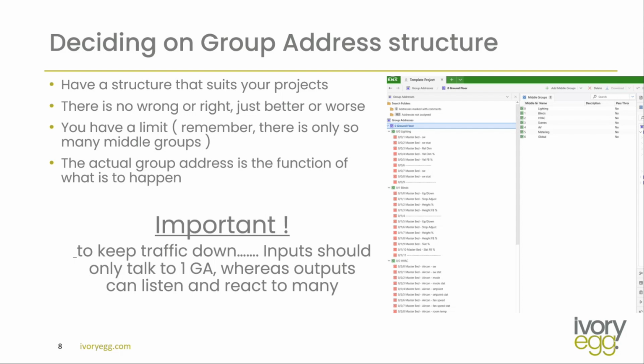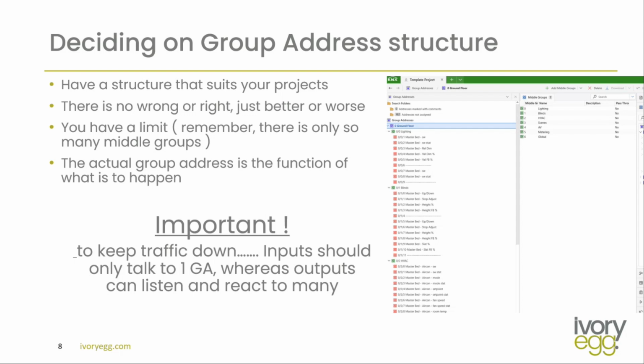There's no wrong or right. There's just better or worse. You have a limit, and remember that limit is always on how many group addresses there are in the middle group. This is the defining part. The actual group address, or the red part of what we see, is where the actual magic happens. This is the function of what's to happen.